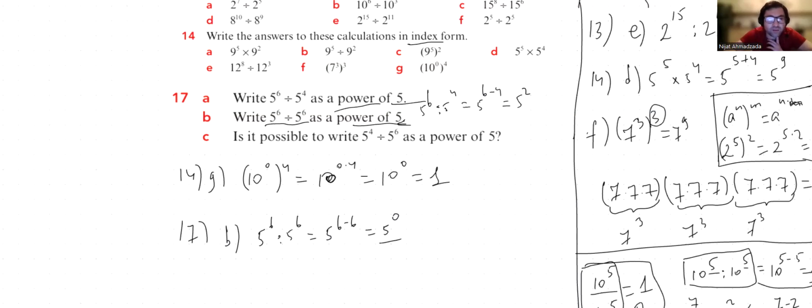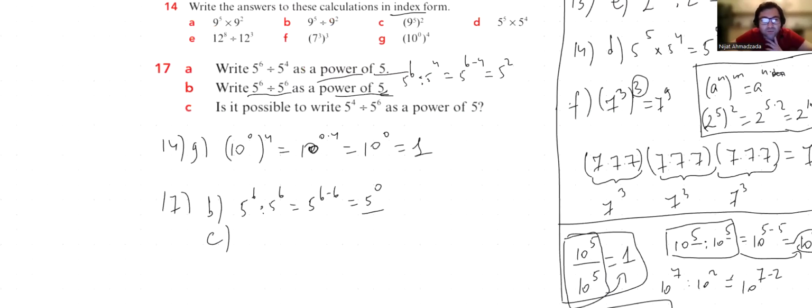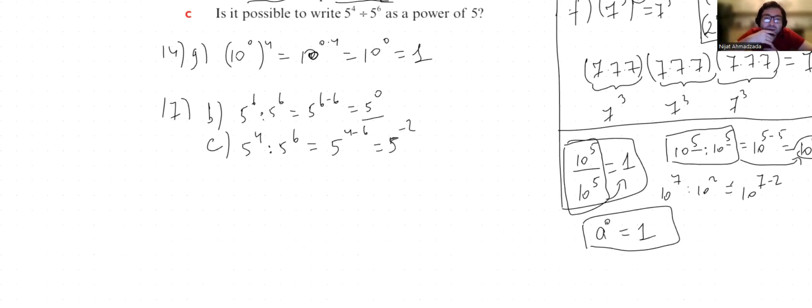Let's do part C for fun. Is it possible to write 5 to the power of 4 divided by 5 to the power of 6 as a power of 5? I think so. Let's see. We know the rule. It is 4 minus 6, which is equal to 5 to the power of negative 2. What is that equal to? We will learn it next year. Sorry, negative 2, because 4 minus 6 is negative 2. That's it. We don't want to do anything else about it. That is pretty much it.